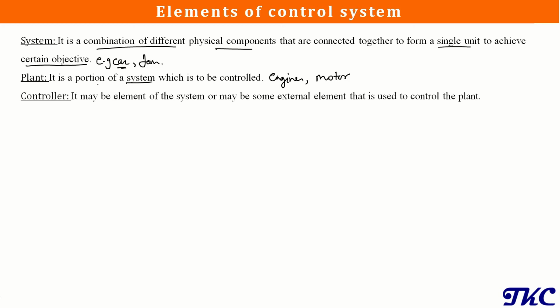Next part is the controller. The controller may be an element of the system, or it may be some external element that is used to control the plant. If we talk about the first example, that is the car, how much speed will be attained by the engine will depend upon the amount of fuel that goes inside the engine, and that will depend upon the force that we provide on the accelerator pedal. So here we can consider the accelerator pedal as our controller.